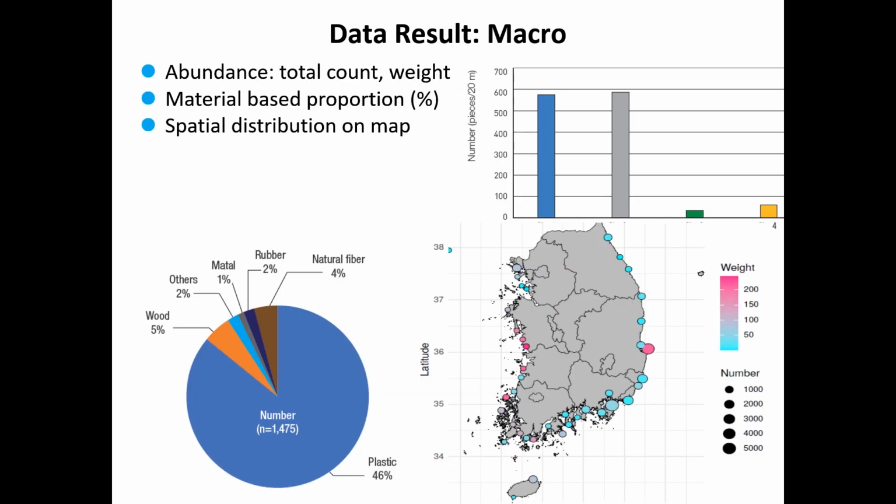When investigating macromarine litter, you will most likely find out about abundance. You will see how many pieces of litter there are per unit length or unit area, and also see how many kilograms of litter you've collected. Then you can distinguish whether the material is plastic or metal, glass, rubber, or wood. You can also create a geographical distribution map like this.